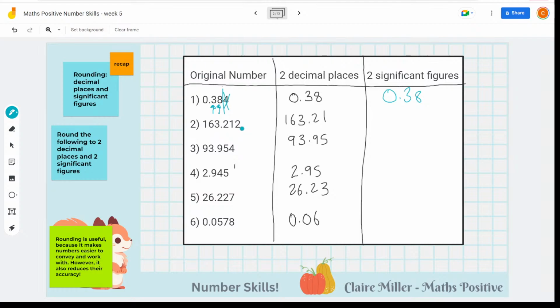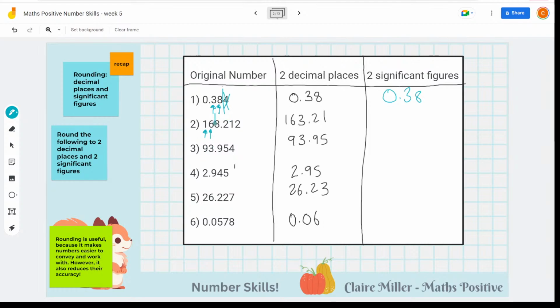Ooh, this is a bit different because this is going to be our first significant figure, isn't it? The 1, the 100. This is the second significant figure. So all we're saying is these are the 2 most important digits in our number, because they have the biggest value of all the digits. Because this 1 is the number of hundreds, and the 6 is the number of tens, whereas these numbers over here, they're just little fractions, aren't they?